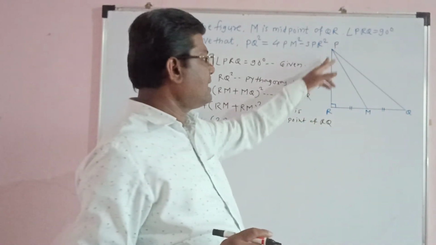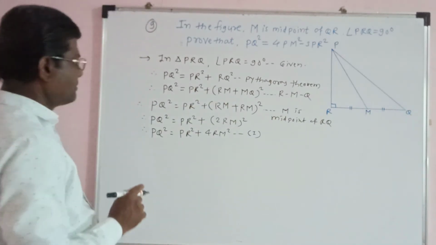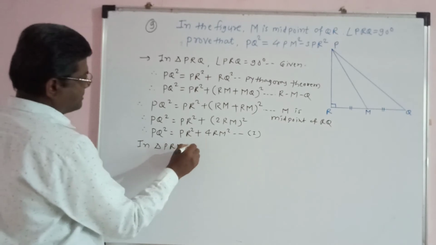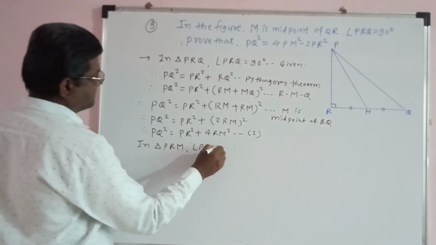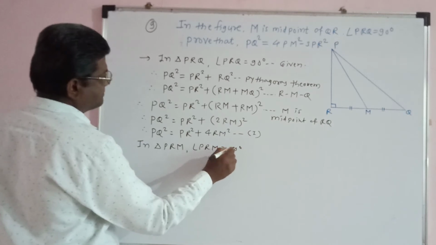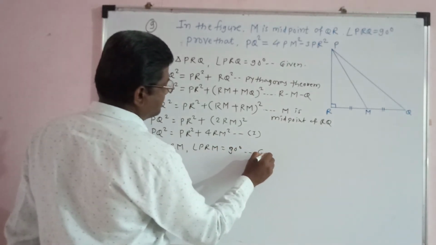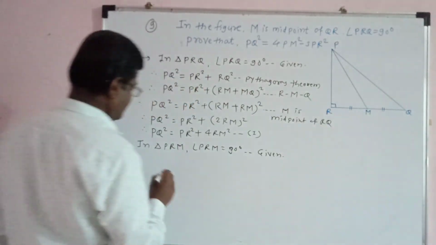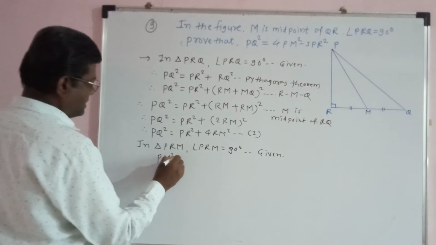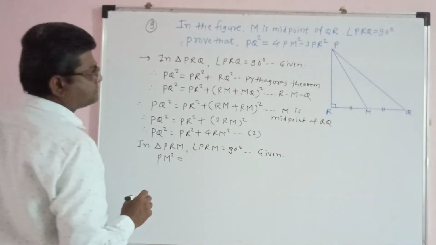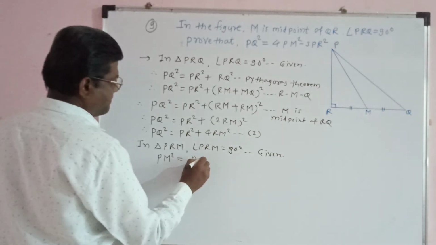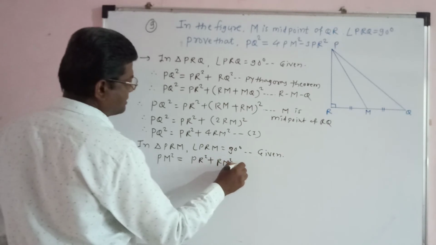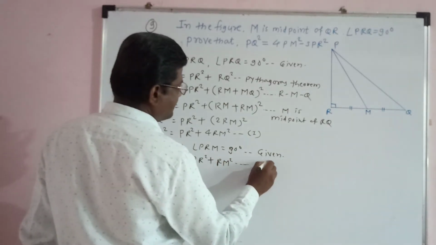Now consider triangle PRM. In triangle PRM, angle PRM is equal to 90 degrees. It is given. Therefore hypotenuse is PM. So PM square is equal to PR square plus RM square. This is according to Pythagoras theorem.